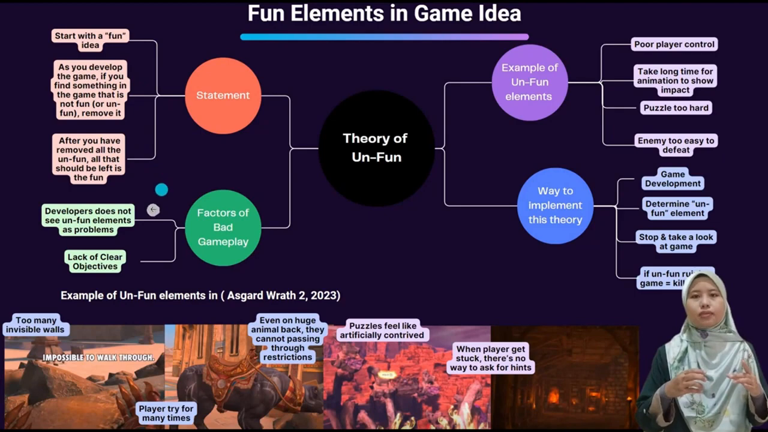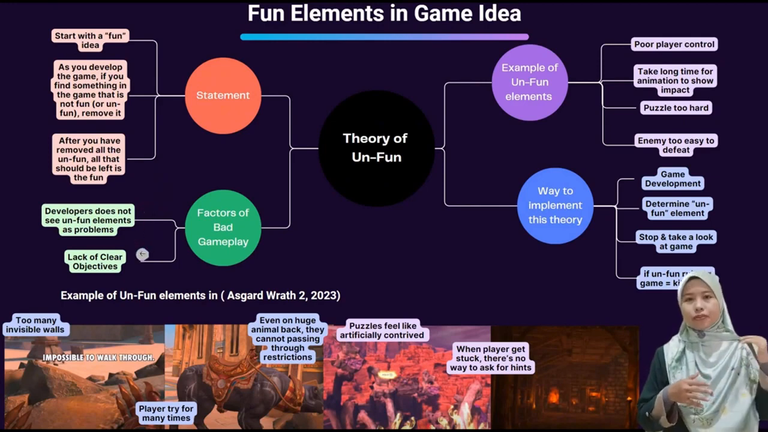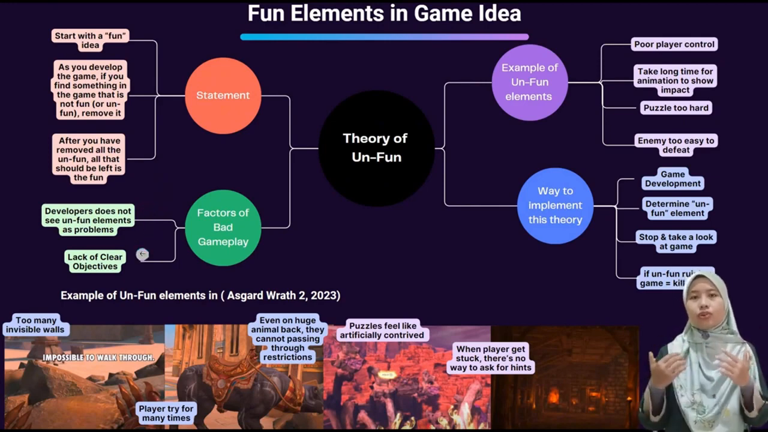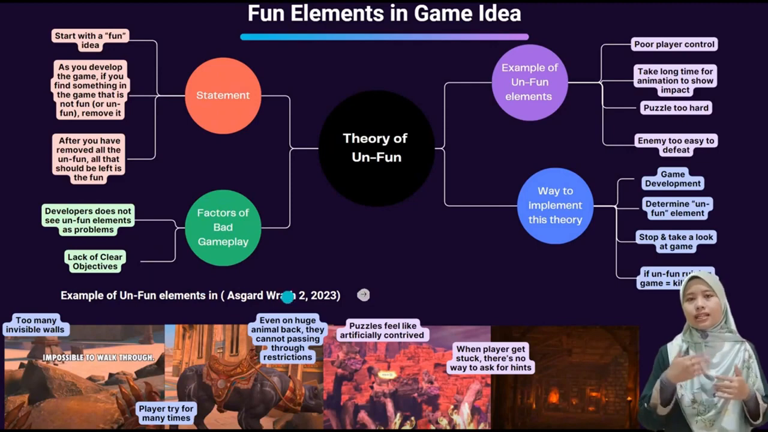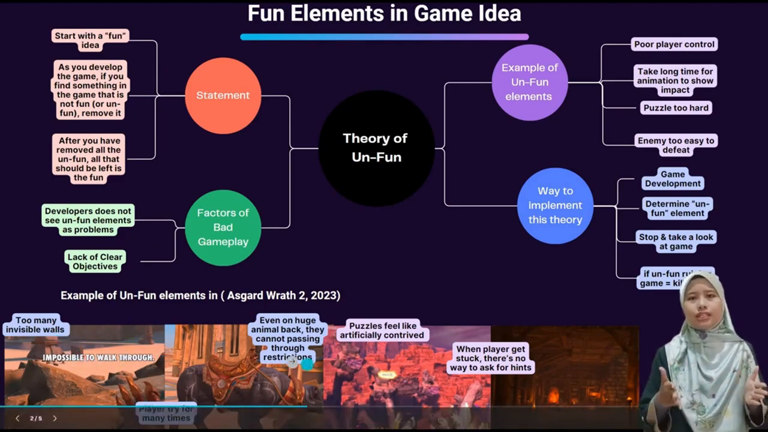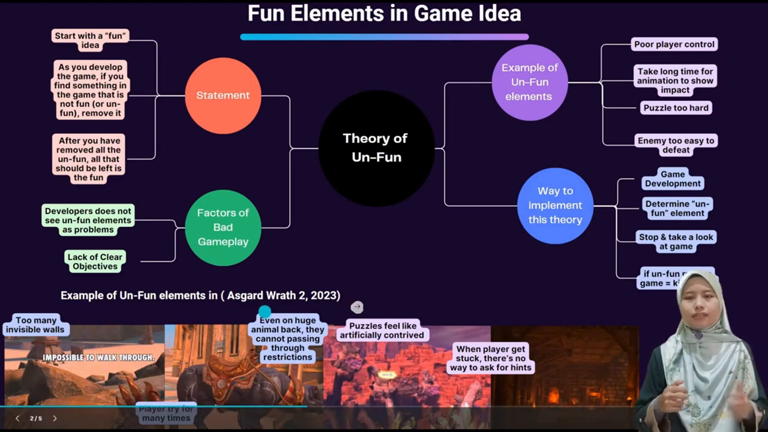Unfun stuff happens because developers don't see the unfun element as a problem, ignore player feedback, and do not have clear goals. Take Asgard's Wrath 2, for example, with its irritating invisible walls blocking the path and no way to ask for hints when players are stuck in a puzzle.